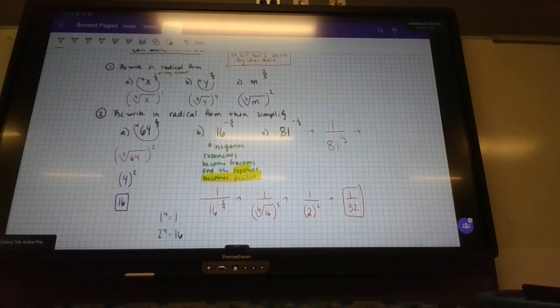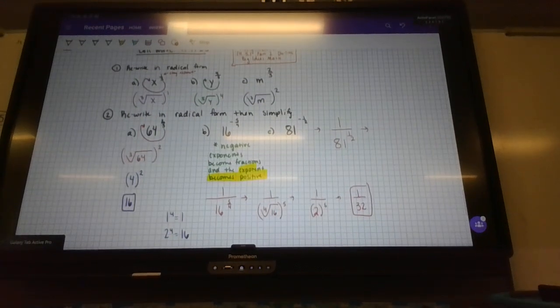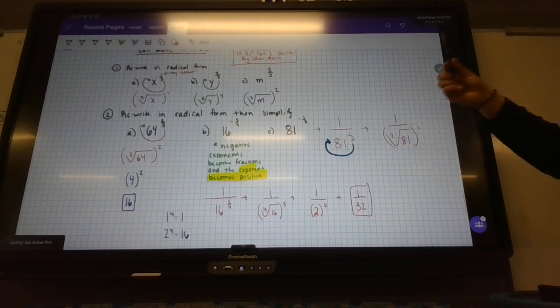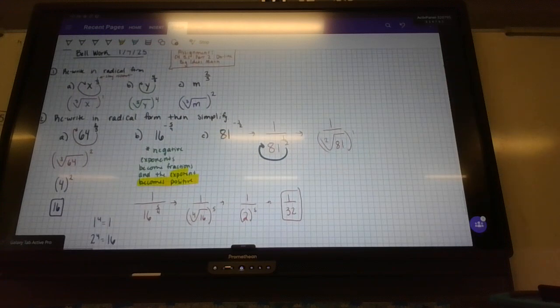Okay, so we put it under 1 and we make the exponent positive. And so this is 1 over, bring the 2 down and around, and that would be the square root of 81 to the 1st. Typically, our little 2's are invisible, so you don't have to write the little 2. And then the square root of 81 we know is 9. So that answer is 1/9. Okay.